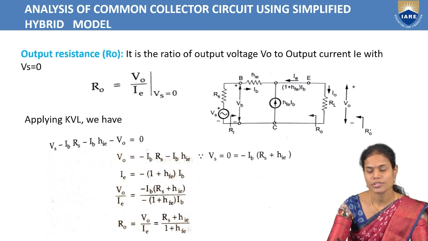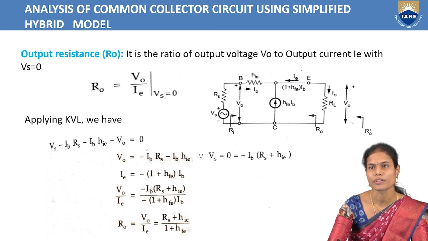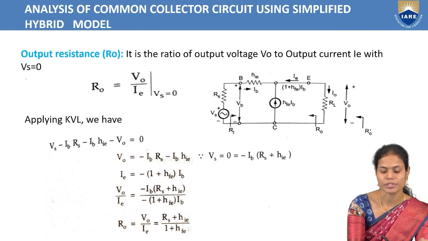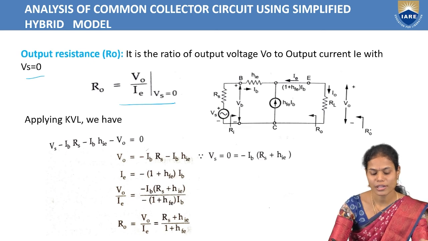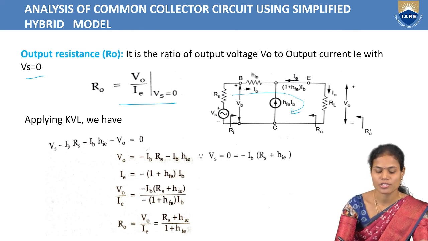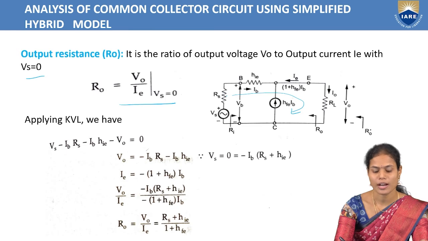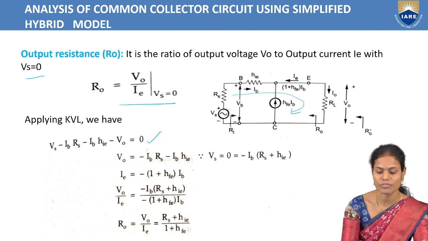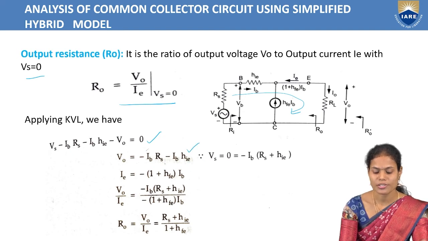And to find the output resistance, it is the ratio of output voltage to output current with source voltage equal to 0. So to find this value, again we are applying KVL in the circuit. So we will get Vs minus the drop across the source resistance, that is IB into RS, and the drop across the hie resistance, that is IB into hie, minus output voltage is equal to 0. So from this we can write the output voltage as minus IB RS minus IB into hie.